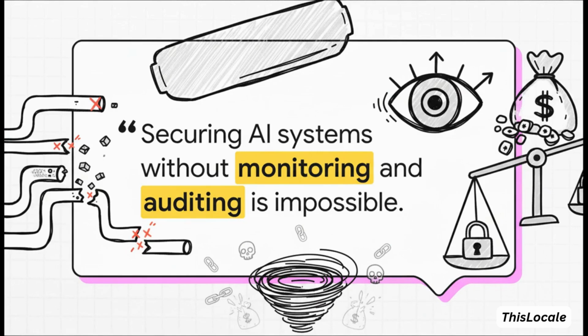Let's just start with this powerful statement right here. Securing AI systems without monitoring and auditing is impossible. And that is not an exaggeration. Think about it. If you don't know what's going into your AI, what's coming out, or how much it's all costing you, you are flying completely blind. This is what we call the AI blind spot. And it's the perfect hiding place for security risks, data leaks, and yeah, some truly massive budget overruns.